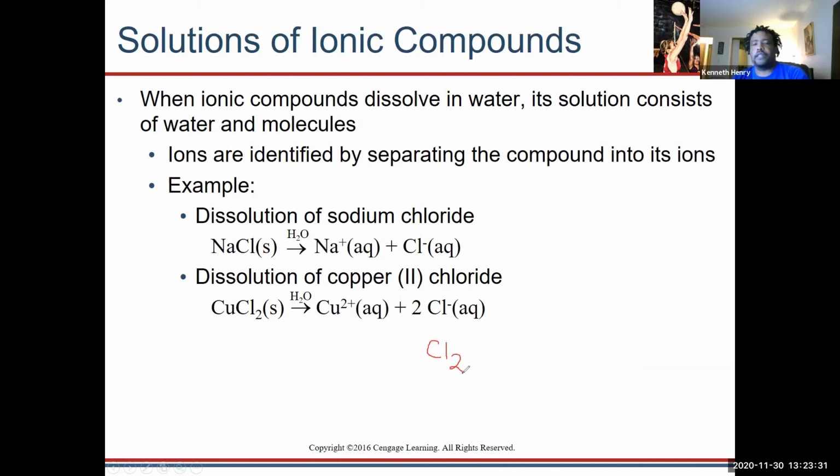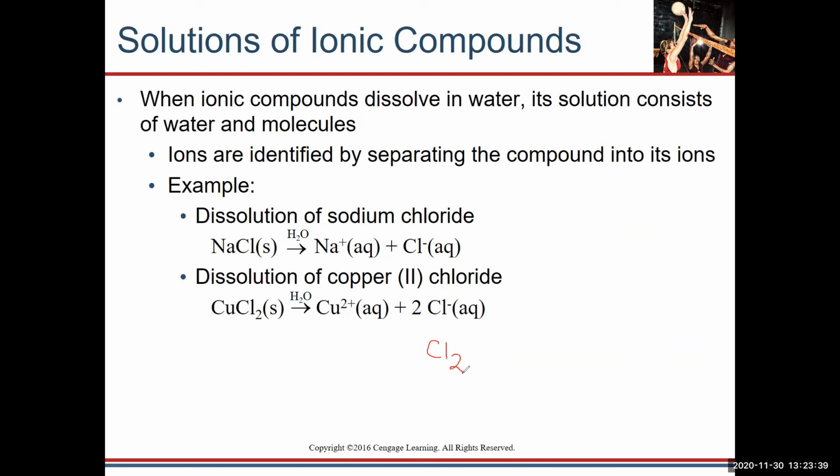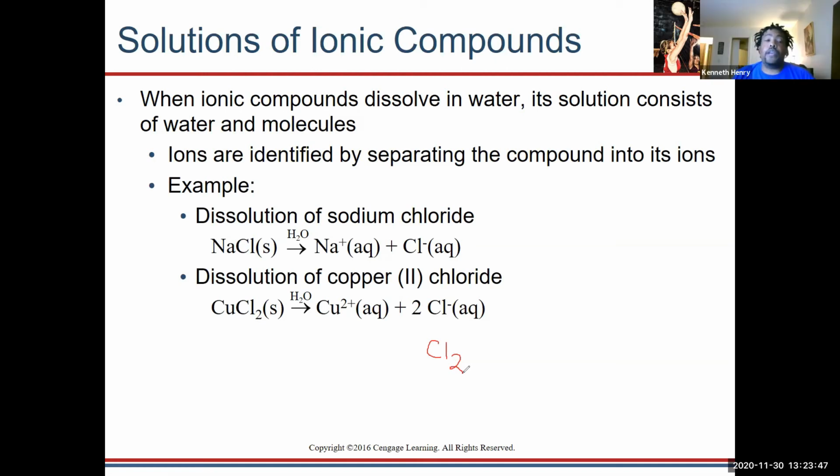So why don't we write it like this? Anybody want to take a guess? To show us maybe that the chlorine is an ion, not just a diatomic element. That's right. So the chlorine is an ion, and it's not a diatomic element.